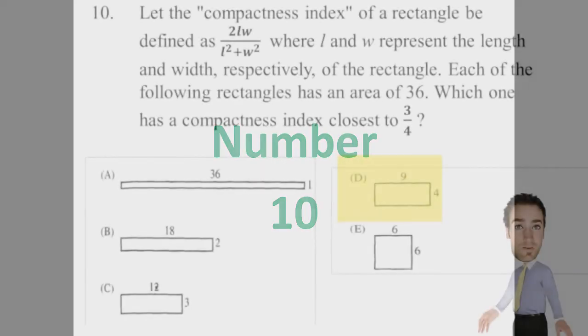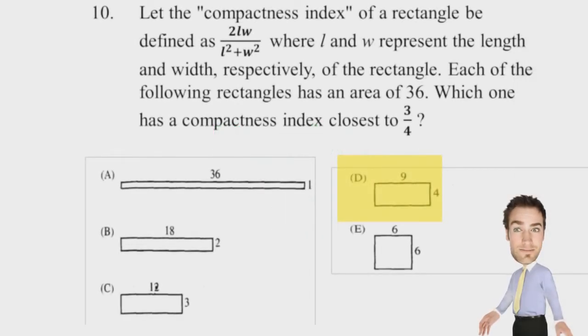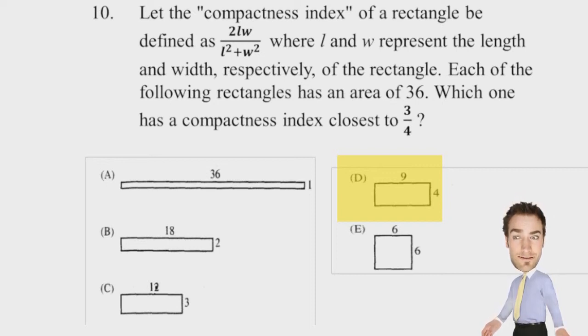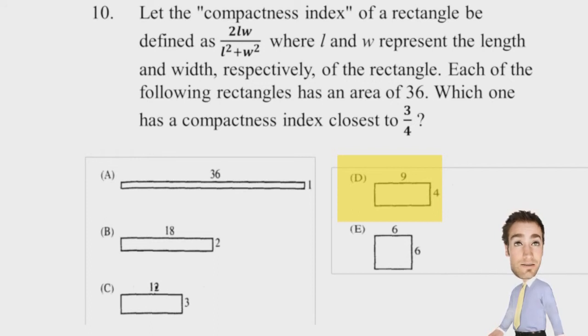In number 10, the major issue is just reading it, making sure that you understand some of the weird English here. The math is rather simple because you can look at choices A, B, C, D, and E and find out what is the length, L, and what's the width, W.